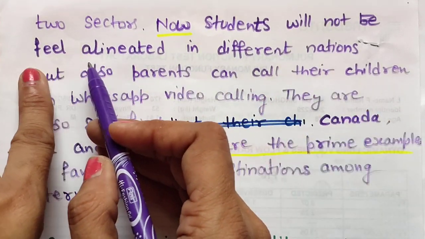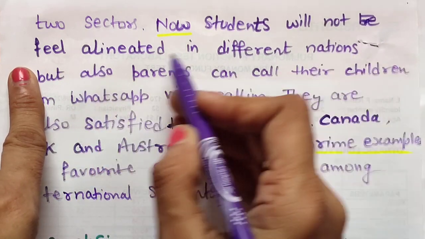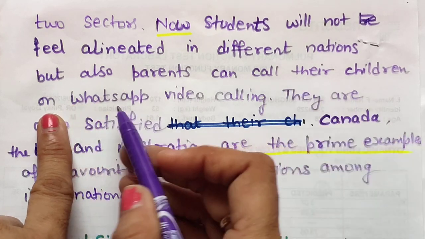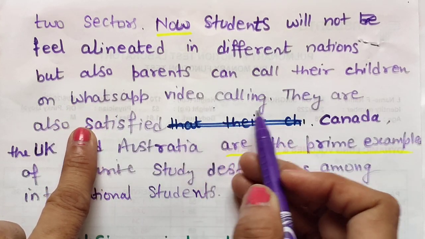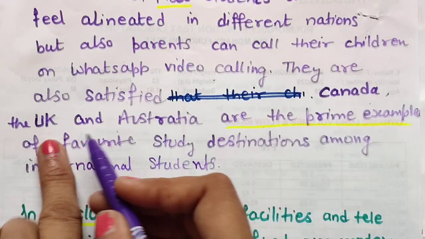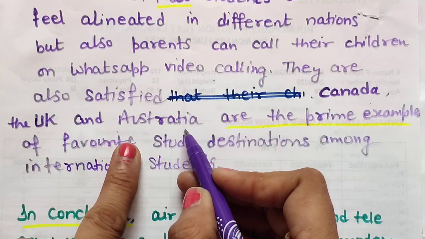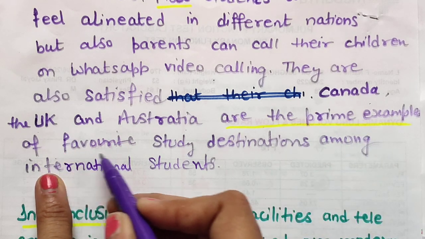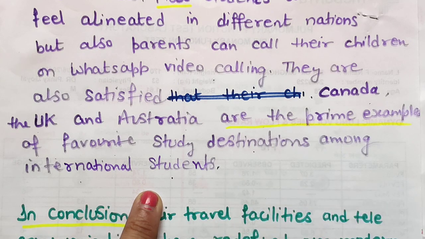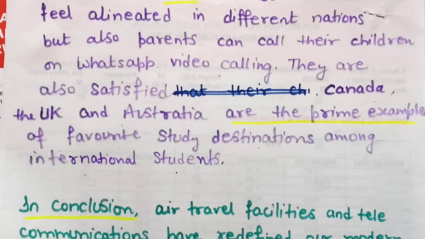Now students will not feel alienated, okay, in different nations, but also parents can call their children on WhatsApp video calling. They are also satisfied. Okay, now example: Canada, the UK and Australia are the prime examples of favorite study destinations among international students. Okay, so these are the advantages.